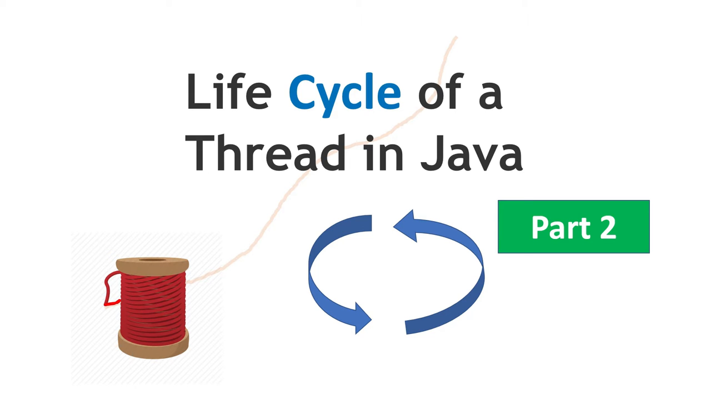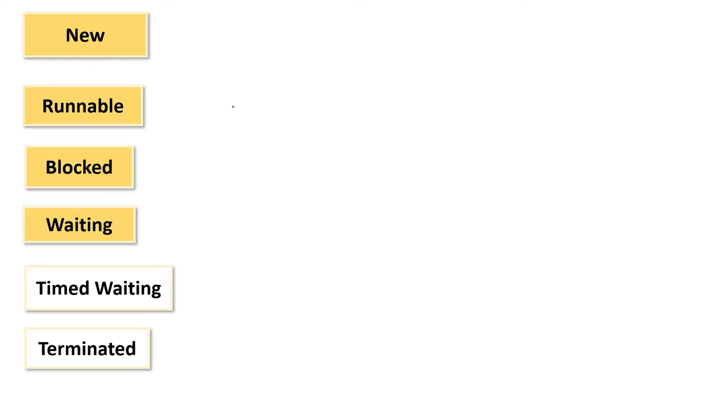Today we'll discuss part 2 of the life cycle of a thread in Java. So in the previous part of the video, I discussed the new, runnable and blocked states. In this part, I will discuss the waiting, timed waiting and terminated states.